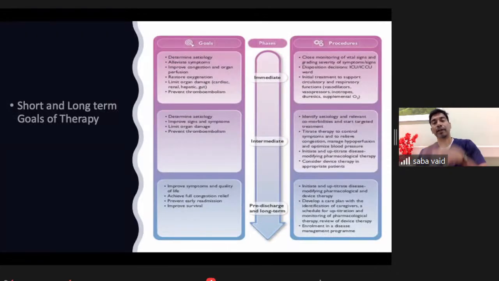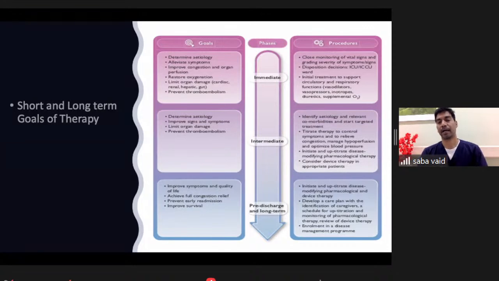So to put everything into a nutshell, any patient who comes into your intensive care or your operating theater or your emergency department with a heart failure, you look at three different phases of treating them. In the immediate phase, try to identify the etiology. Look for the cause, treat the cause. And then try to optimize the oxygenation, and then optimize the end organ failure.